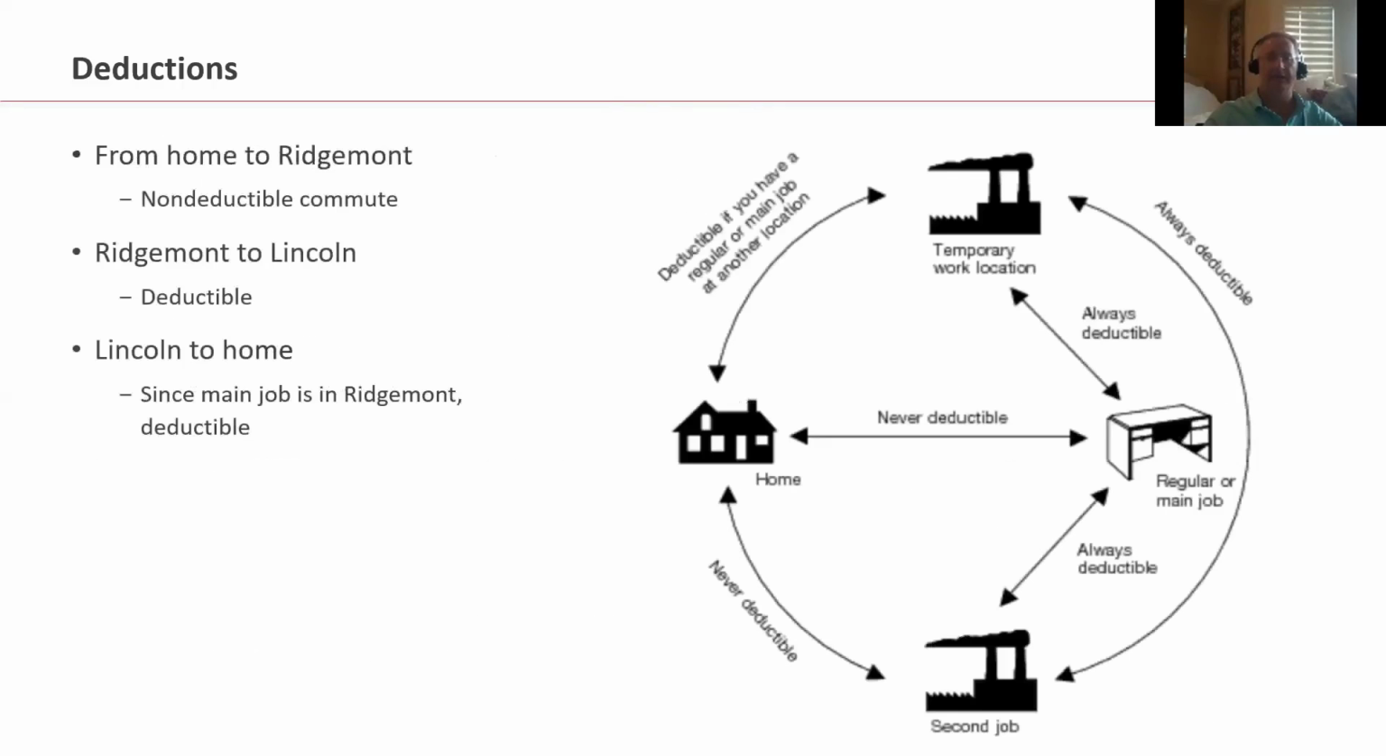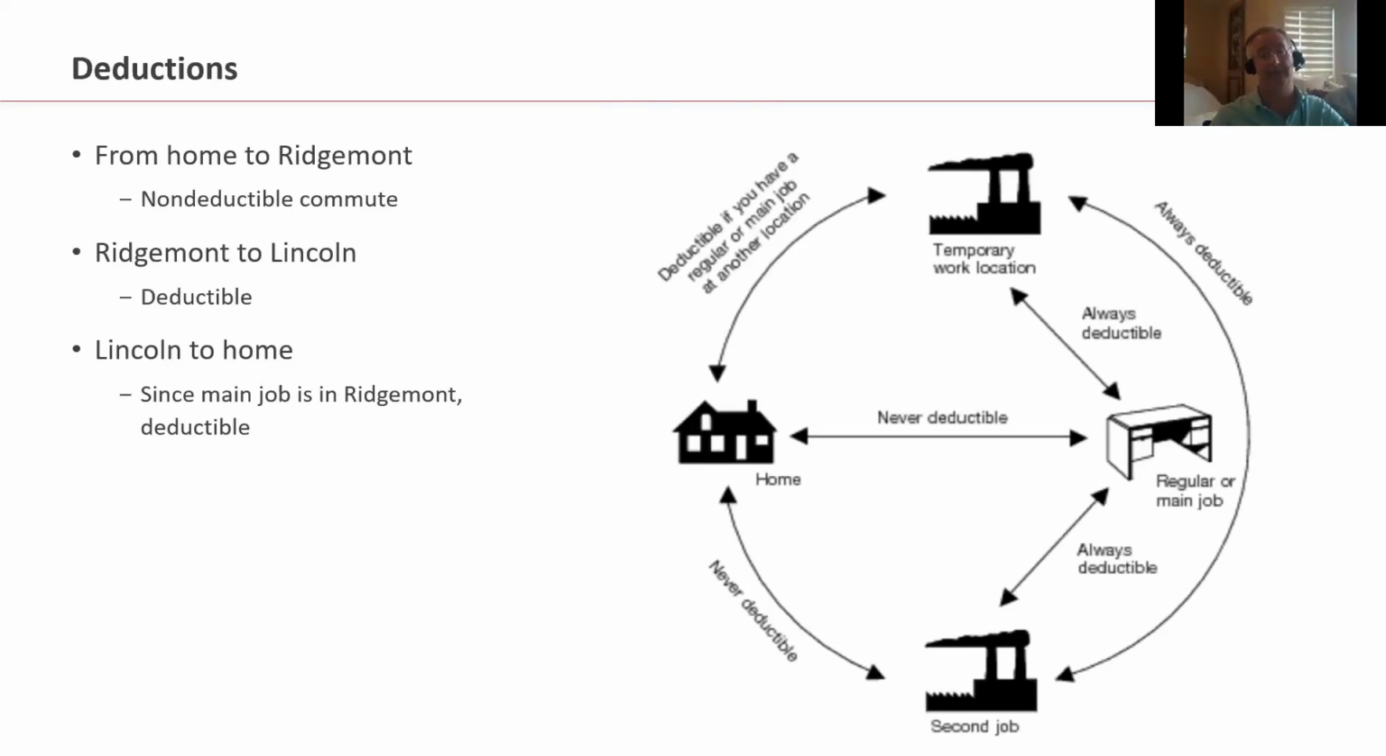All right. So his trip from home to Ridgemont, that's going from his house to his normal working place. That's a non-deductible commute. However, when he goes from Ridgemont to Lincoln, since Lincoln is a temporary work location, he's just going there for the workshop, that mileage is deductible. Then when he goes from the temporary location to his home, since his main job is in Ridgemont, that is a deductible business expense.